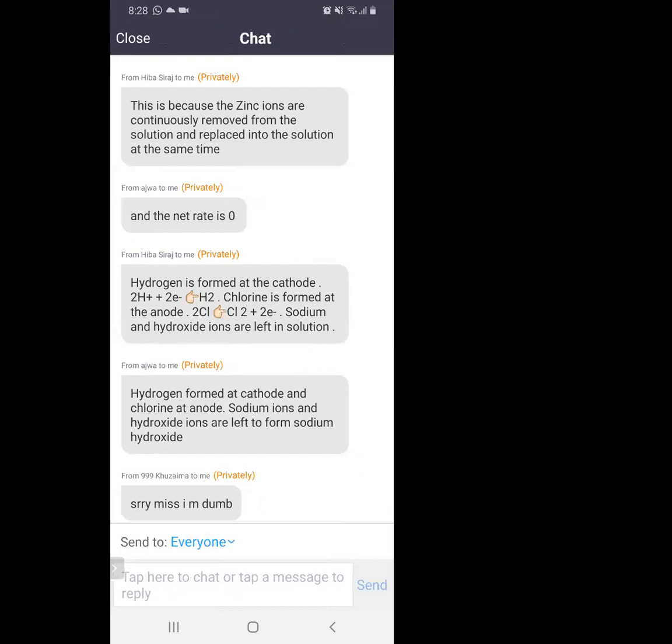Hydrogen formed at cathode and chlorine at anode, and sodium ions and hydroxide ions are left to form sodium hydroxide. Wonderful, Ajwa. Yes, good job. You made my life easier.